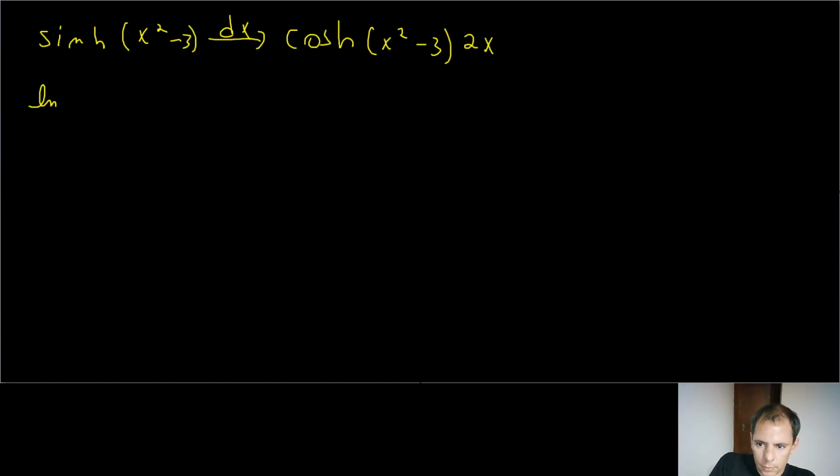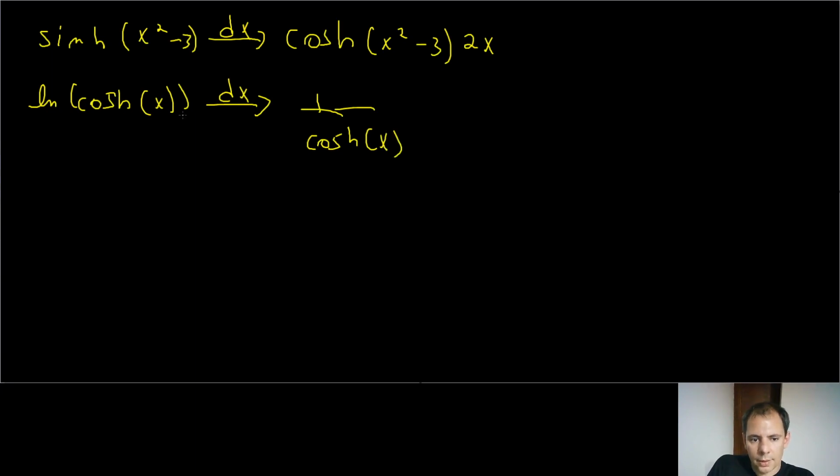Now take the ln of the hyperbolic cosine of x. Take the derivative of that with respect to x. So it's going to be 1 divided by the hyperbolic cosine of x, times the derivative of the inner function, which is what? The hyperbolic sine of x. So you have hyperbolic sine divided by the hyperbolic cosine. This is the hyperbolic tangent.